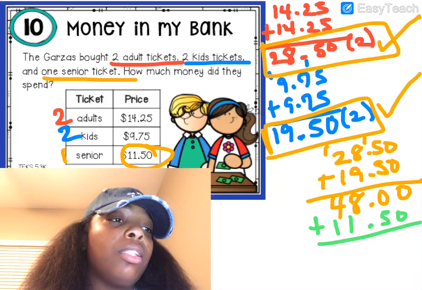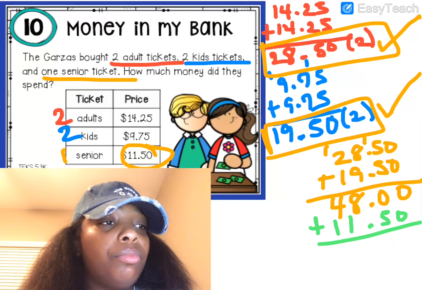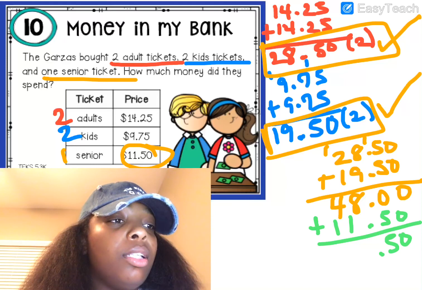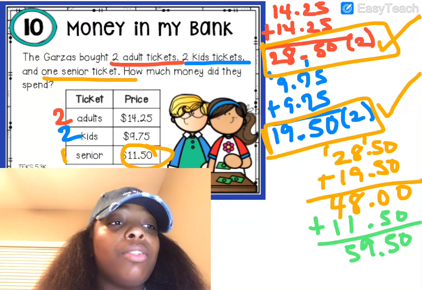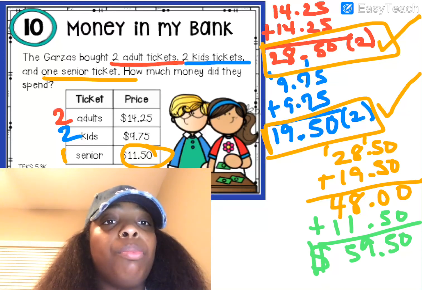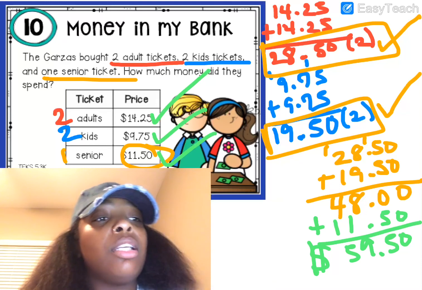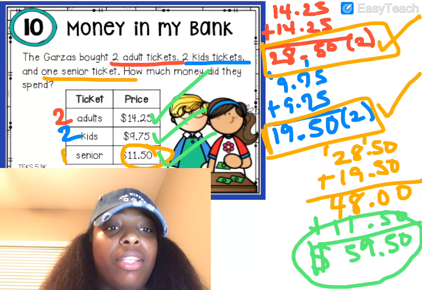So no cents and 50 cents gives us 50 cents. 8 plus 1 is 9, and 4 plus 1 is 5. So when you purchase 2 adult tickets, 2 kid tickets, and 1 senior ticket, the total for all 5 of those tickets is $59.50.